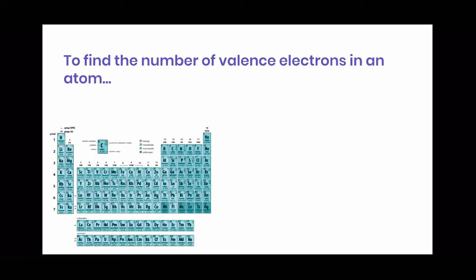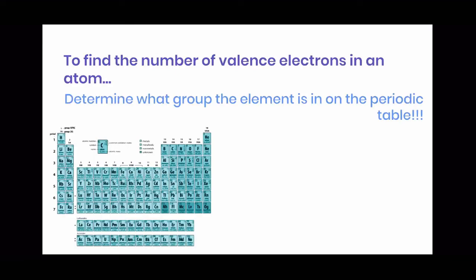So to find the number of valence electrons in an atom, you locate the group in which the element is on the periodic table. So for example, if we were to find the number of valence electrons on beryllium, we see that beryllium is in group 2 on the periodic table. This would mean that beryllium would have 2 valence electrons in its outer shell.